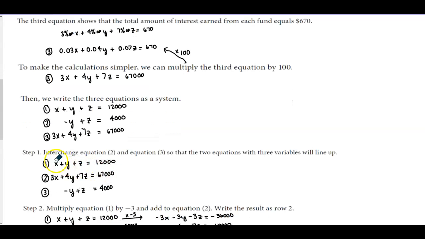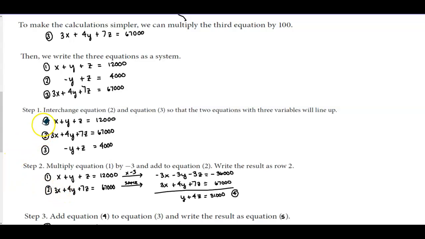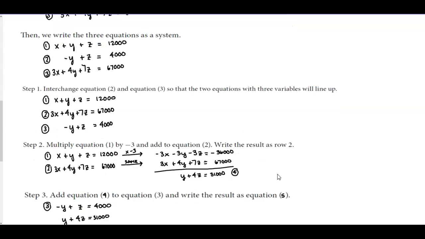Now, in step 1, we can interchange equations 2 and 3 so that the equations with 3 variables will line up. So if we interchange them, now equation 2 represents equation 3, and equation 3 represents equation 2. Now, if we look at equations 1 and 2, we can decide which variable we want to eliminate. So we can multiply equation 1 by negative 3 and then add it to equation 2, and then write the result as row 2.